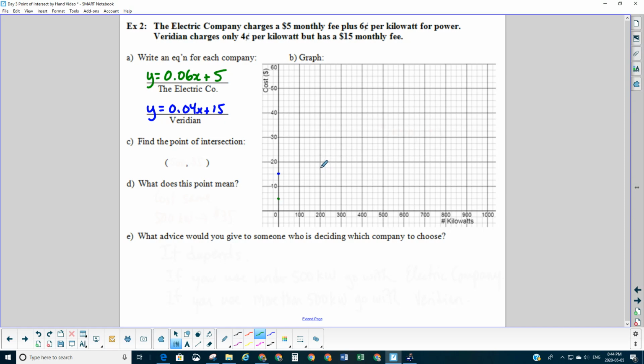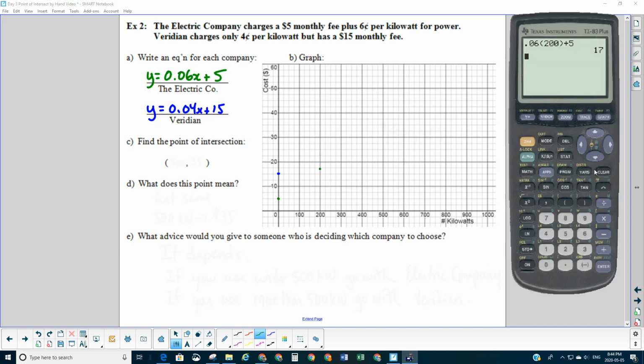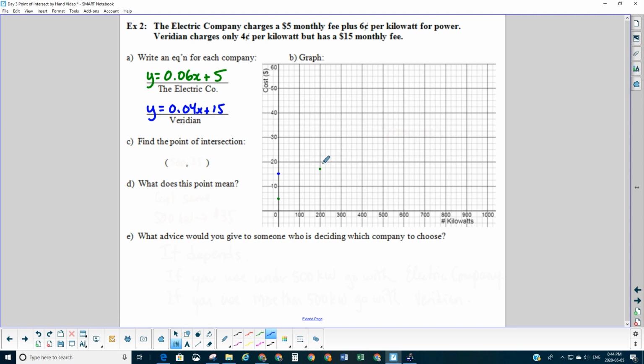Okay, so that's 15. So 17 is right about there. Okay, and let's check the blue graph. That's 4 cents times 200. Oops, only 200, equals, and then plus you've got a $15 flat rate. So the blue one's going to be a little bit higher there at $23. So with 200, we're going to go up to $23. So that's right about there.